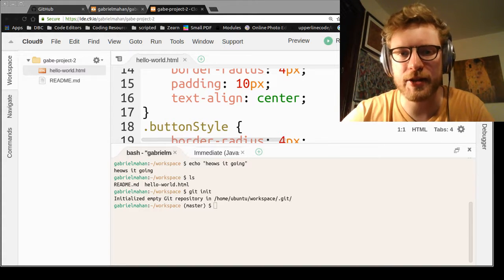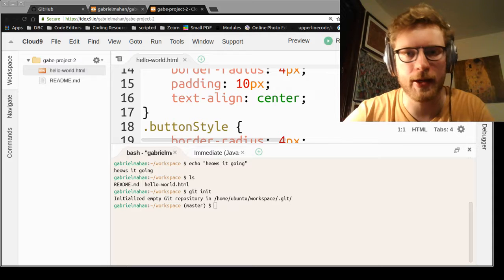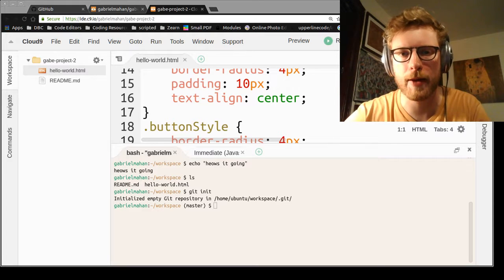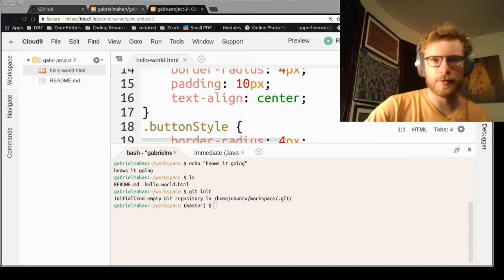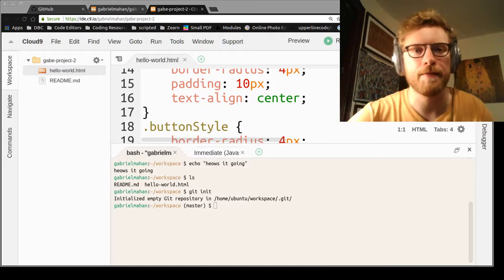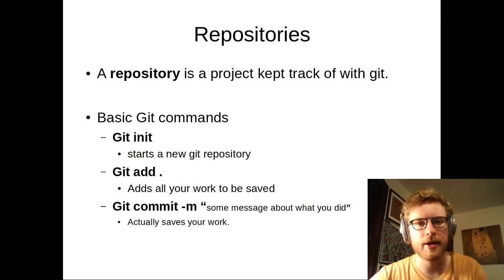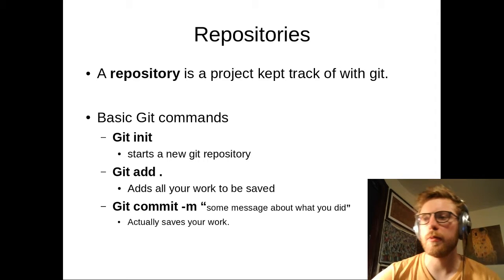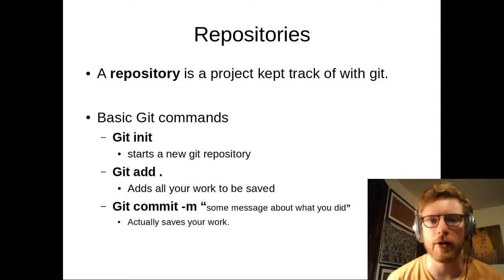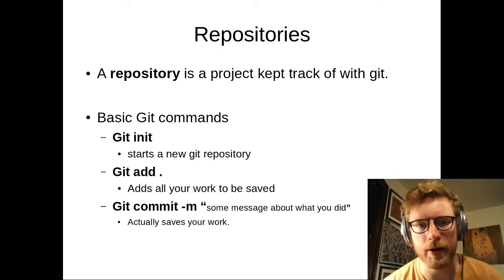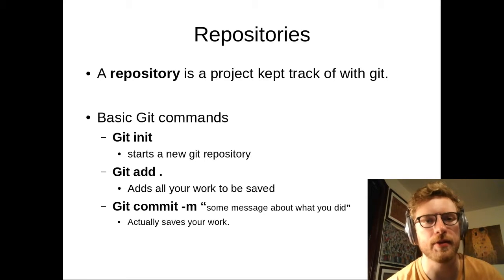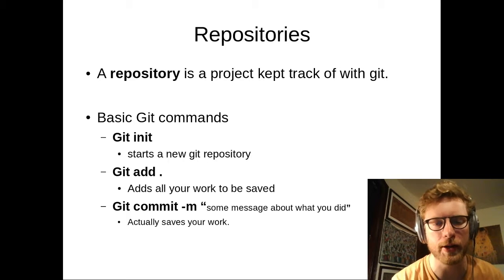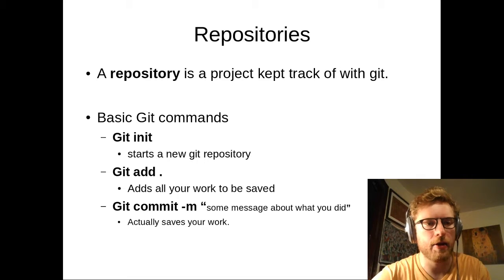But I haven't actually saved anything by just typing git init. I haven't actually put it to the web anywhere. I haven't actually kept track of a version. I've done none of that. So I'm going to need a couple other commands. So that's where we get into git add. So when we're using Git, we need to select all the files that we are going to be using. And period is this little shortcut that allows us to add all our files at once.